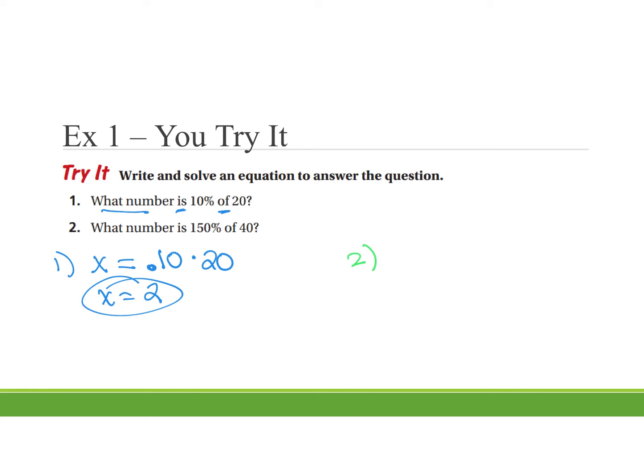Likewise, for number 2, it says, what number is 150%? As a decimal that would be 1.5. Of means to multiply. And then I have 40. So if I have X equals 1.5 times 40, that's going to give me 60. So 60 is 150% of 40.